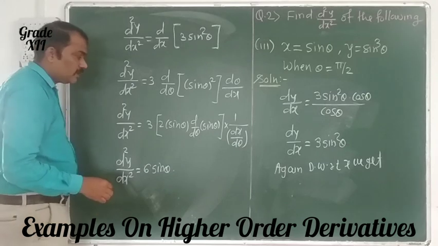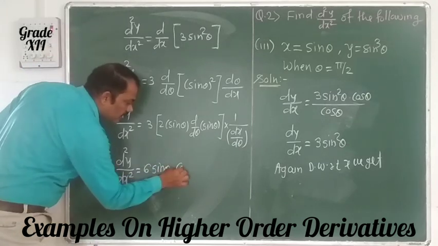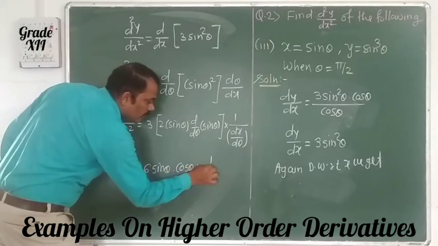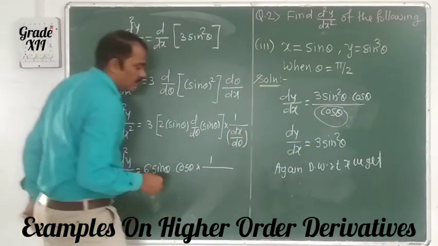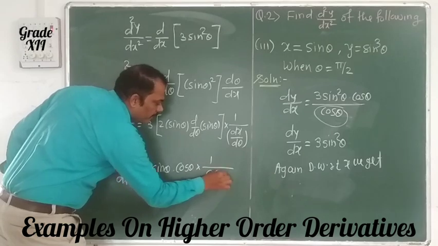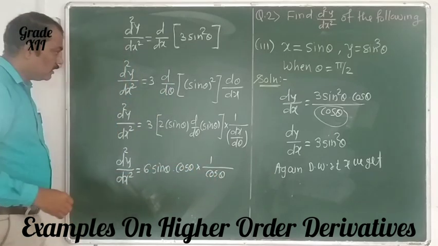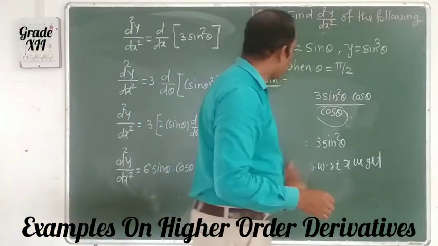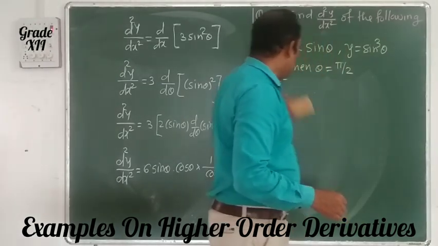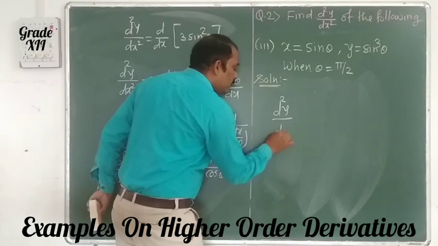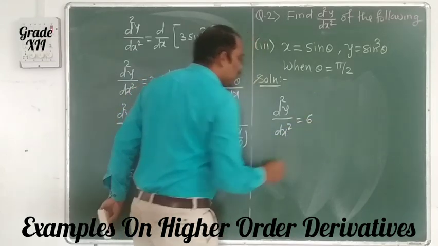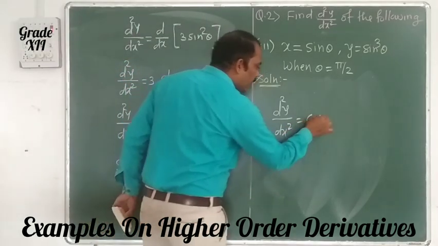Differentiation of sin theta with respect to theta is nothing but cos theta, into 1 upon dx by d theta. dx by d theta is nothing but cos theta. Cos cancels, so we get d2y by dx square is equal to 6 times sin theta.